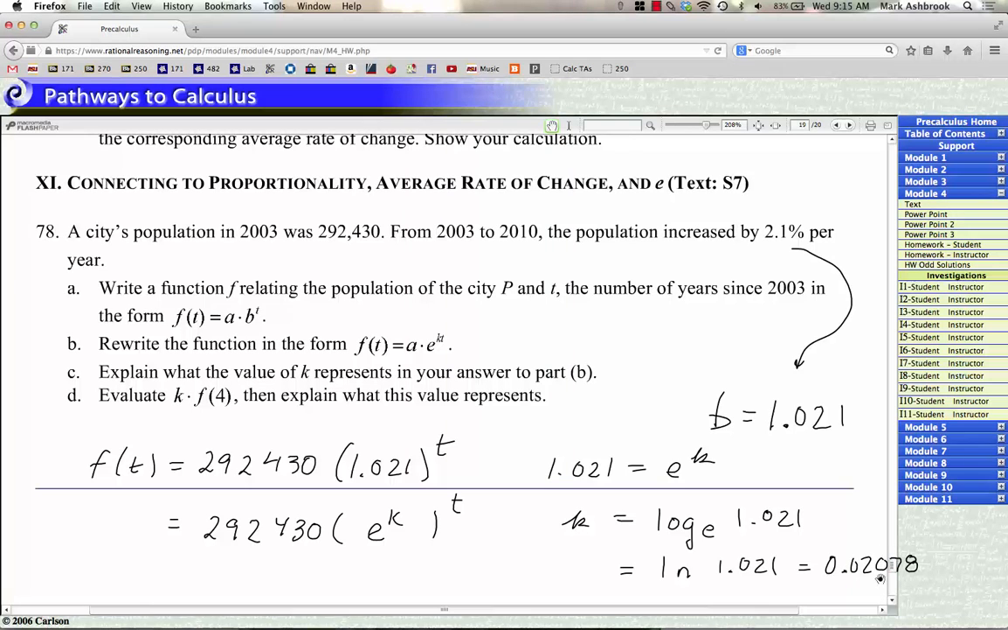Okay. So what is the continuous rate? 2.078%. A little bit different, right? A little bit different than the actual percent increase. This is the continuous rate, or k as a percent.